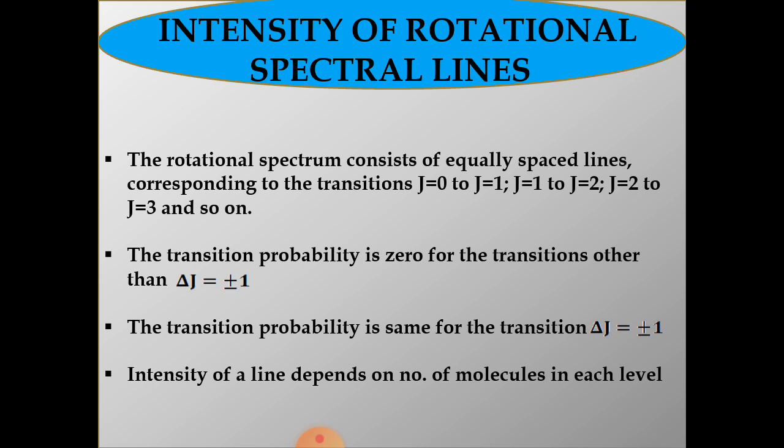The transition probability is 0 for the transitions other than del J equal to plus or minus 1. The transition probability is the same for the transitions del J equal to plus or minus 1. Since the transition probabilities are the same, the line intensities will be directly proportional to the initial number of molecules in each level.